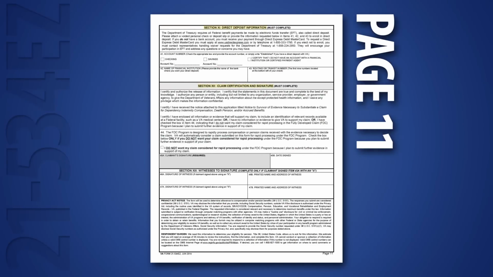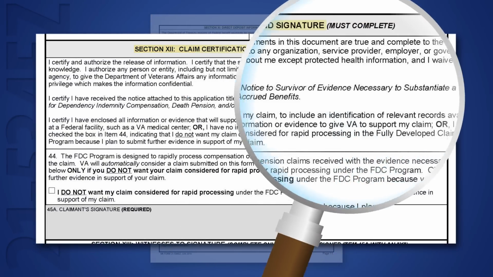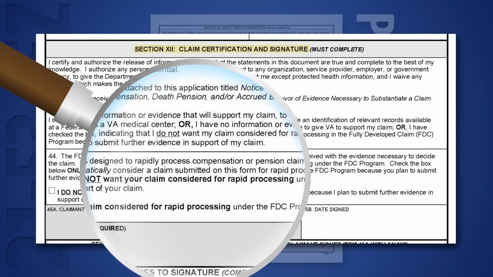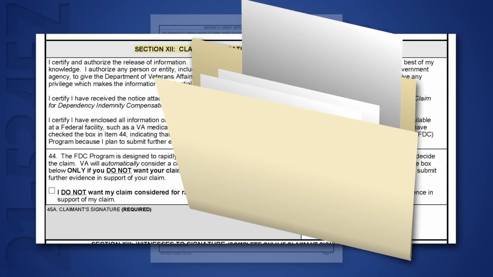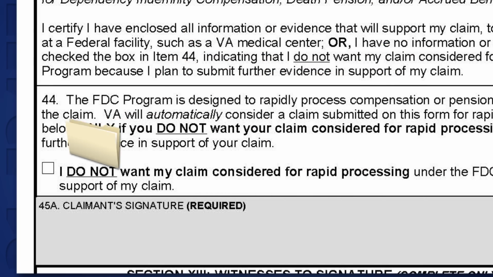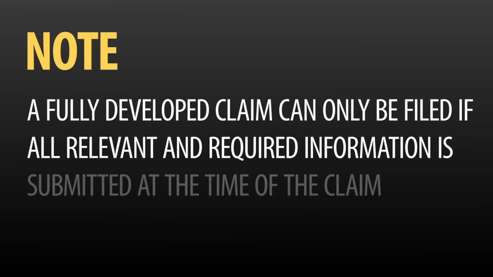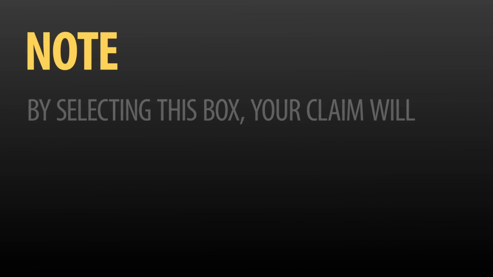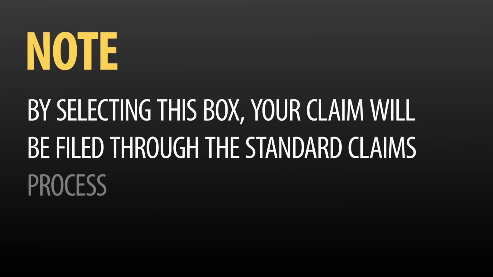Section 12 covers the claims certification and signature requirement. Before signing Section 12, make sure that all information included in the application is accurate and complete. If you wish to submit additional documents after your claim has been filed, check the box in Item 44. However, a fully developed claim can only be filed if all relevant and required information is submitted at the time of the claim. By selecting this box, your claim will be filed through the standard claims process.